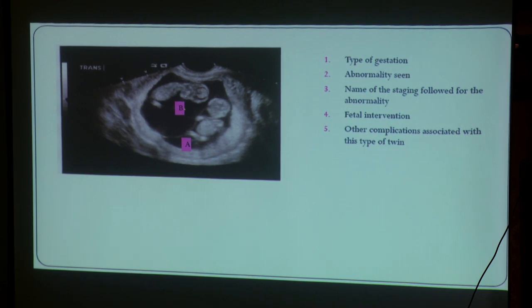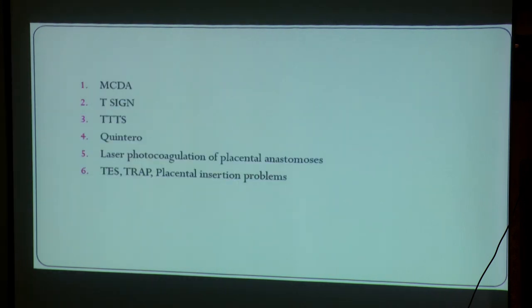The other common complications with MCDA twin are TAPS, twin anemia polycythemia syndrome, the TRAP, twin reversed arterial perfusion syndrome, and placental insertion problems like marginal placenta and velamentous insertion of the cord. In TRAP, here there will be a twin with an acardiac twin. The twin will have a morphologically anomalous heart that will have received blood from the coexisting twin.